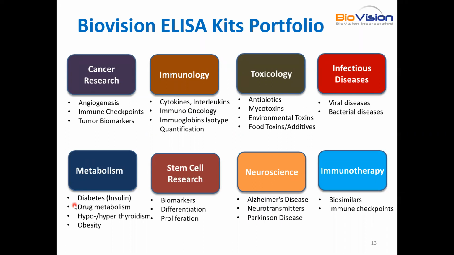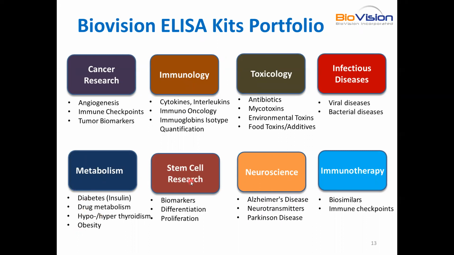Next, the ELISA kit category that we offer is metabolism, which includes ELISA kits for the detection of different targets that can be used in the research of diabetes, drug metabolism, hyperthyroidism, and obesity, just to name a few. Metabolism is a very huge category, and we have many ELISA kits in this category for many more diseases. You will get more information if you check our website.